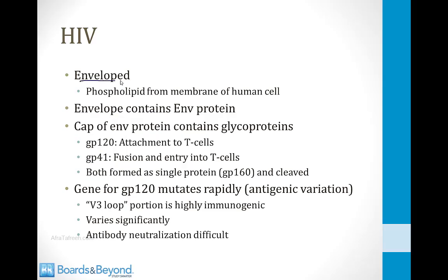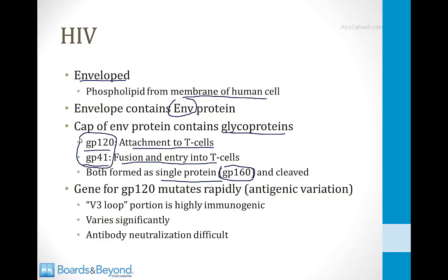HIV has a phospholipid envelope that's derived from the membrane of human cells, and this envelope contains a protein called ENV. The cap of the ENV protein contains some glycoproteins that you need to know about. The first one is called GP120, and this glycoprotein is important for attaching to T cells. The second glycoprotein is GP41, and this is important for fusion and entry into T cells. Both of these are formed as a single protein from a gene, which we'll talk about in a minute, and the single protein is called GP160, and it then gets cleaved to become these two smaller glycoproteins.